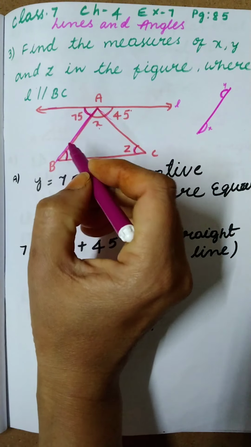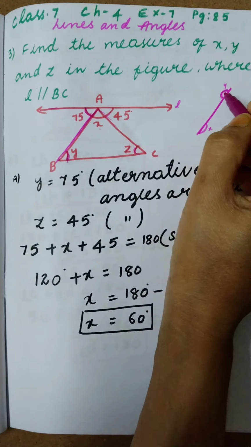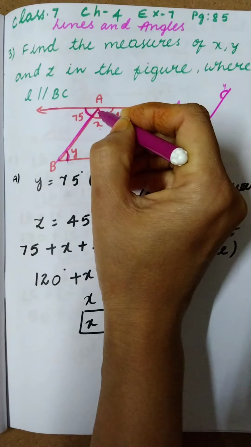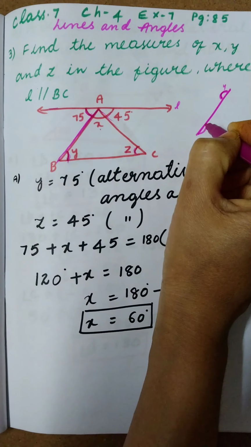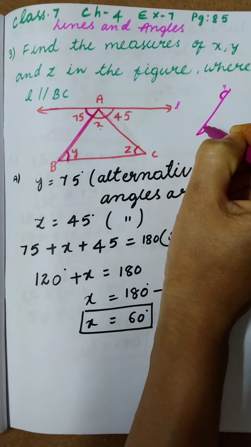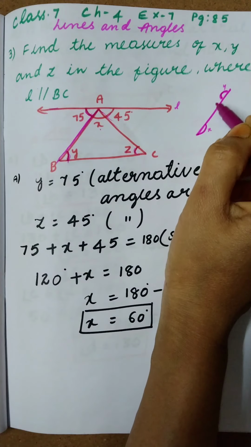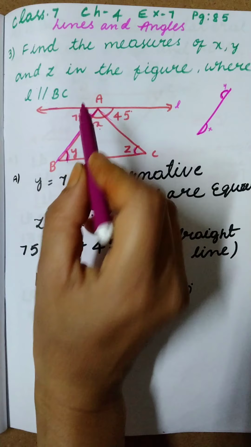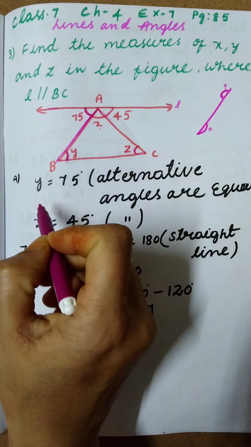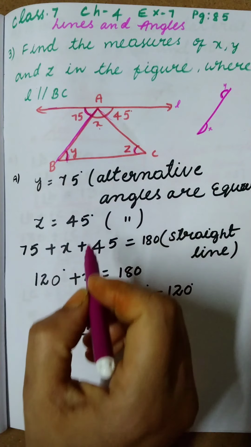For this line only, this side is one angle and this side is one angle. Okay, by seeing this, are you observing? For this line only, one side is one angle, the other side is another angle. So by seeing this one, we simply say alternate angles. These are the alternate angles. Alternate angles are equal. So whatever this value is, it is equal to this value. Simply, y is equal to 75. We got the y value because alternate angles are equal.